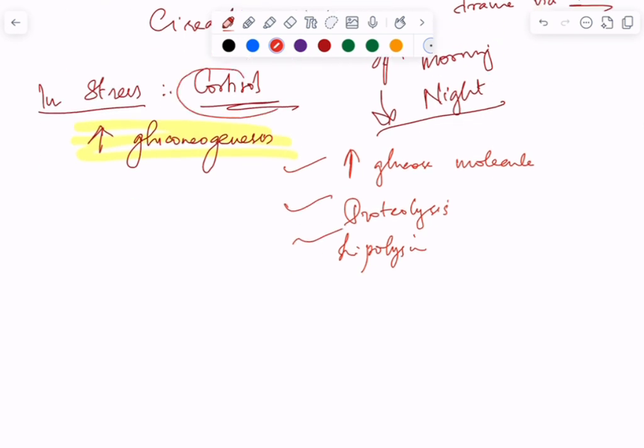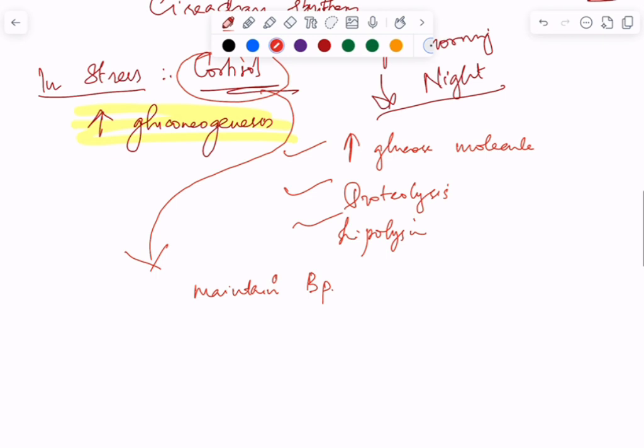Cortisol also maintains blood pressure. That means it increases the sensitivity of peripheral blood vessels to catecholamines, epinephrine and norepinephrine. This narrows the blood vessel lumen.